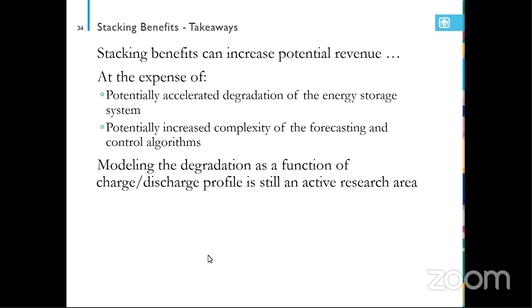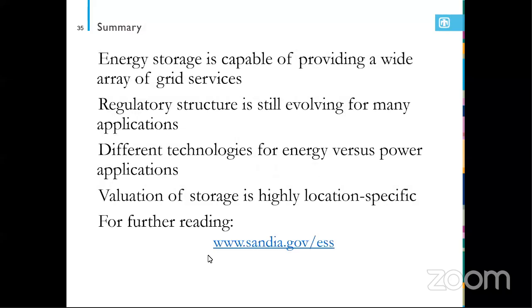And then there's also modeling degradation as a function of the charge discharge profile. So maybe for frequency regulation, the battery will last 7 years, whereas if you do something else, like hitting the monthly peaks, it'll last 10 years. Trying to model that is still an active area of research, and that's something that most folks aren't considering yet in their economic analysis. So in summary, storage is capable of providing a wide array of grid services.